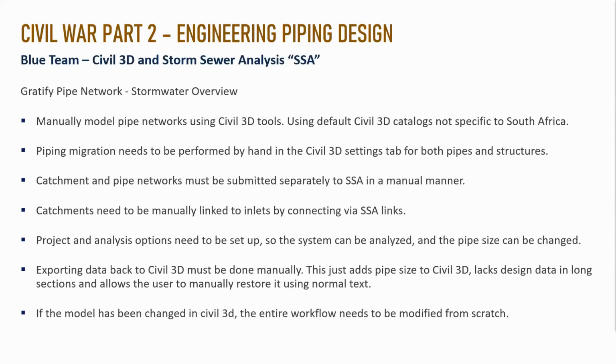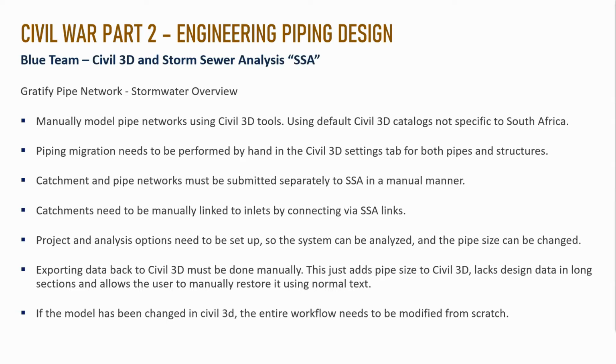Now, in Storm Sewer Analysis, basically you export all of your pipes into SSA and do your actual analysis. So how does that entire workflow look? For the gravity pipe networks, we first need to manually model the pipe networks using Civil 3D tools. One key defect is that the catalogs that come with it are not South African standard based, which is very problematic because you need to make sure these things are as accurate as possible to the real-life scenario.